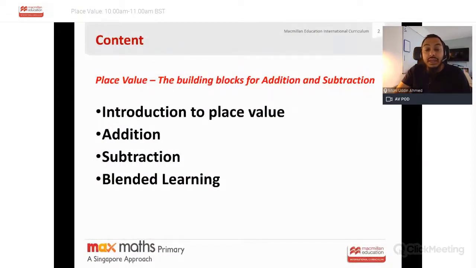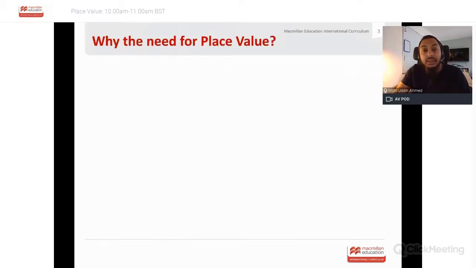We're going to look at the introduction to place value, prerequisites of place value as well as addition and subtraction in there, and a catchphrase, blended learning, which is really getting popular now, mainly because I think the whole world is in this lockdown situation. So this is the main content of today: introduction to place value, addition, subtraction, and blended learning.